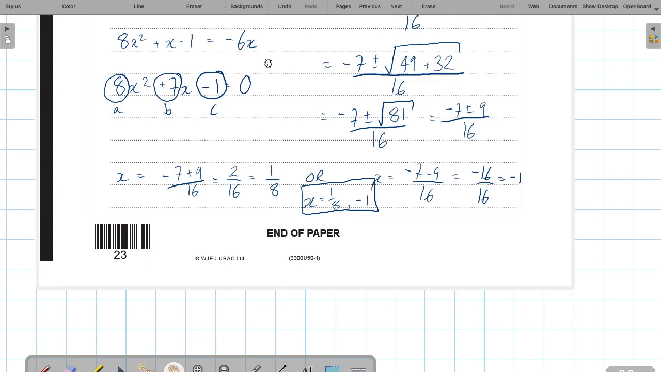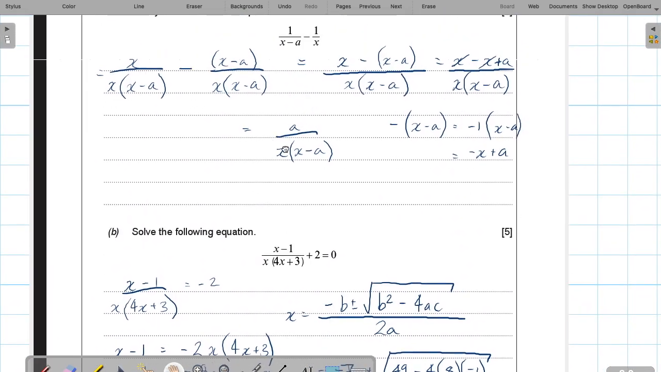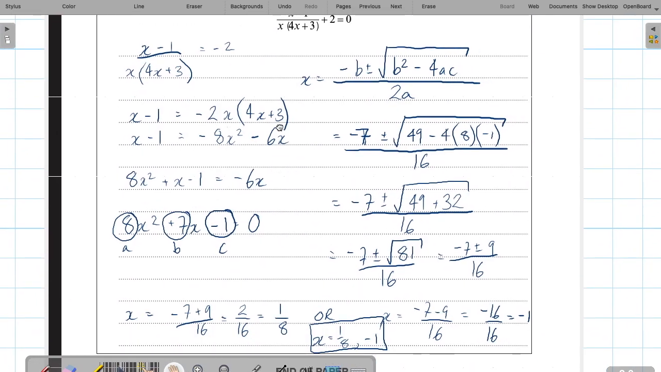So that is question 19, parts A and B, and also that is the end of the paper.